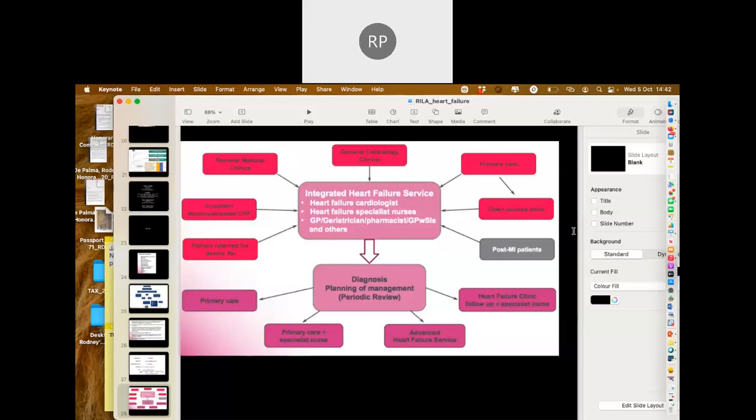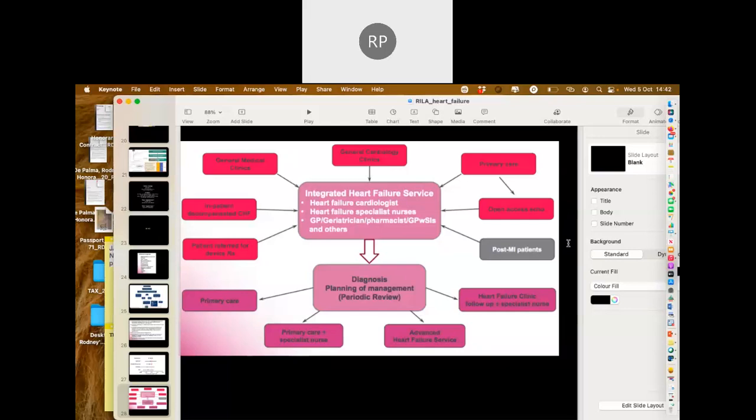The other slight nuance here is that if you have patients who have, if you like, newly diagnosed heart failure, particularly if you're going from a completely normal heart to a low ejection fraction, I'm thinking here about conditions such as peripartum cardiomyopathy.